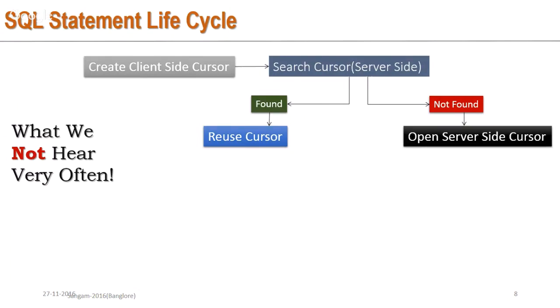But what if the cursor is not found, or maybe the cursor is found, but it's not in the same form in which you are looking for? For example, and I'll show this example to you in a minute, you have given the query in one particular case, for example, uppercase, but the query which is found in the server side shared pool is in a different case, for example, lowercase, compared to the uppercase which you have written.